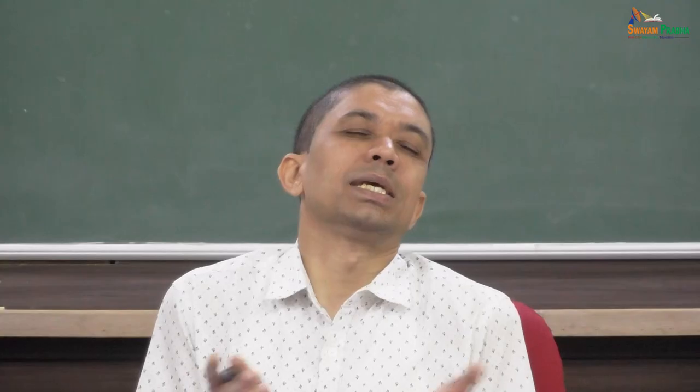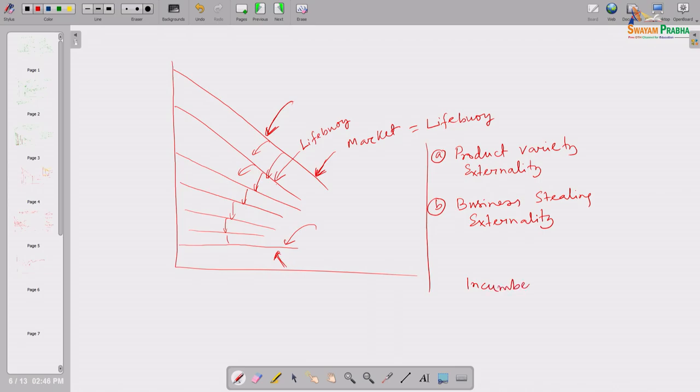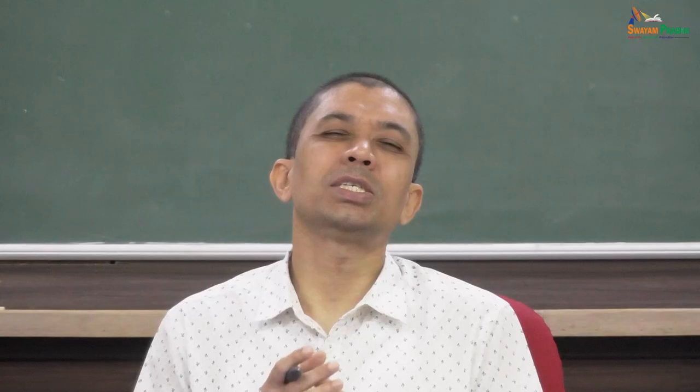As more and more producers enter, each of the existing producers, sometimes called incumbents, that terminology, incumbent means who are already there in the market. Okay. So each of the incumbent producers, the new entrant will steal some of their business, to survive in the market. So the business stealing externality is a negative externality to the producers. This is the situation, right?